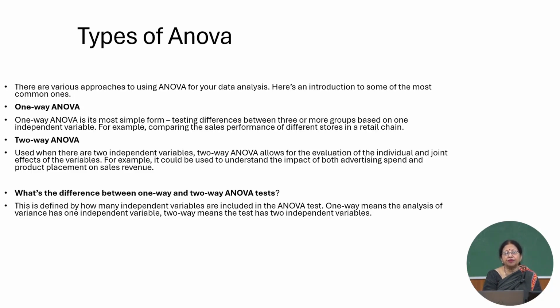What's the difference between one-way and two-way ANOVA tests? Let us also understand that. This is defined by how many independent variables are included in the ANOVA test. One-way means the analysis of variance has only one independent variable, as we saw in the first case. Two-way means the test has two independent variables. It could be more than two independent variables also, as we learned just a while ago.